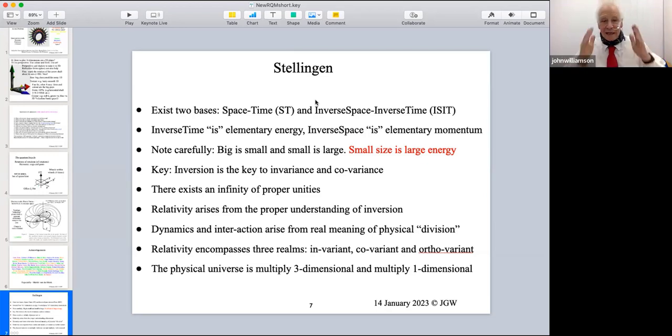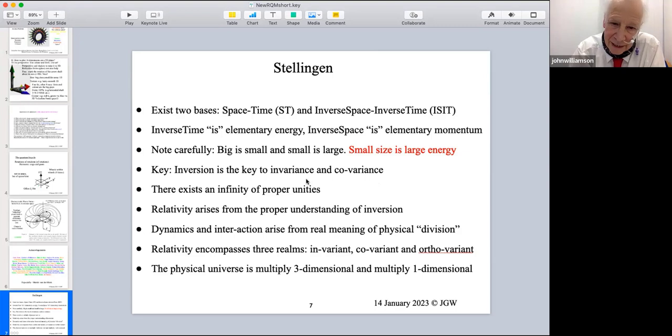Now, what about dynamics? Dynamics and interaction actually arise from the real meaning of what we call division in reality. Everybody knows how to do division. You know how to divide 12 by 3 and get 4 in terms of numbers. But I'm not talking about that kind of division. I'm talking about dividing one physical quantity by another, for example, dividing meters by seconds, meters per second, to get a velocity. Velocity is quite a different thing to meters, and quite a different thing to seconds. It's linearly independent of both of them, dx by dt, dr by dt. What does it mean to divide space by time, or space by a perpendicular space for that matter? These are the kind of divisions that really construct the reality in which we think we live.